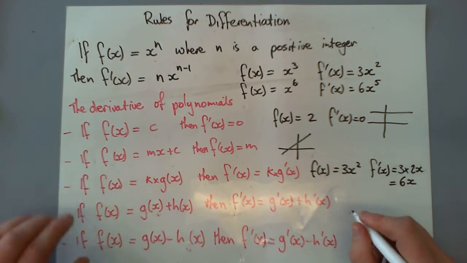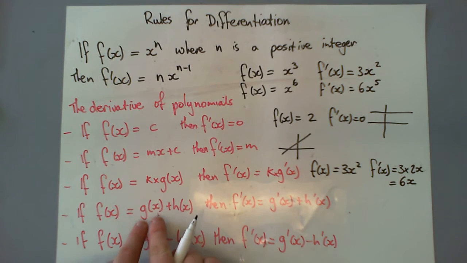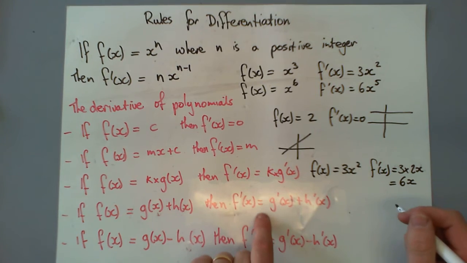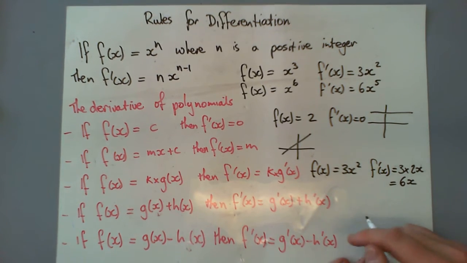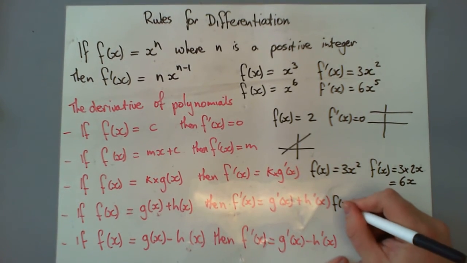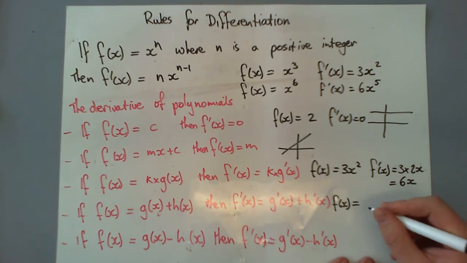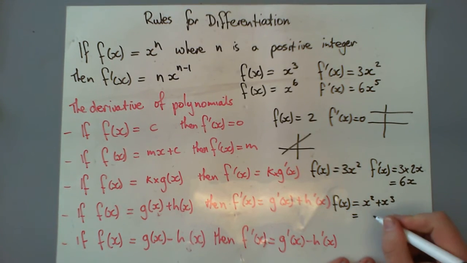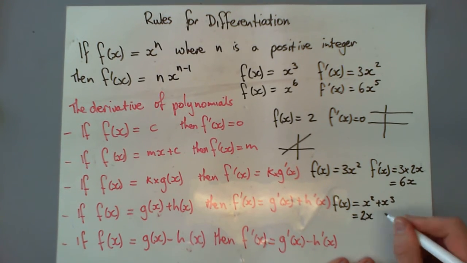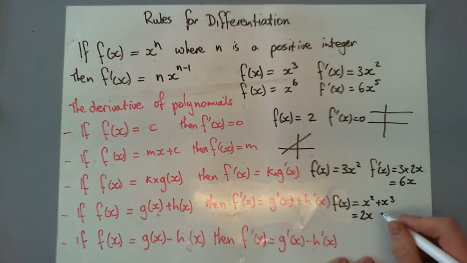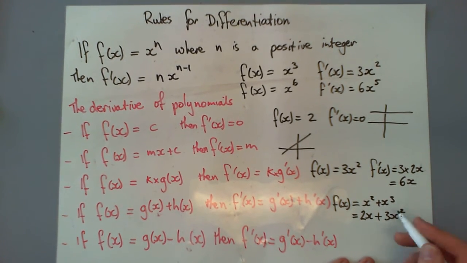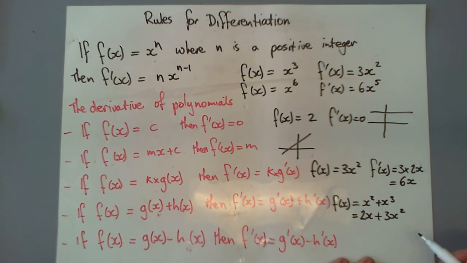If we've got two parts, so f of x equals g of x plus h of x, then our derivative is simply f dash of x equals g dash of x plus h dash of x. For example, if f of x equals x squared plus x cubed, we do each of these parts separately. x squared becomes 2x by bringing that power down and reducing by 1, and x cubed becomes 3x squared by bringing that power down and reducing the power by 1.